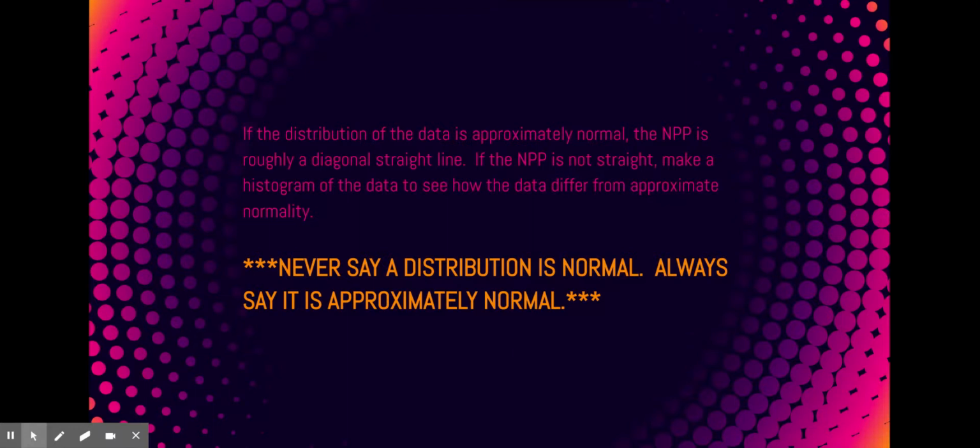If the distribution of the data is approximately normal, the normal probability plot is roughly a diagonal straight line. If the normal probability plot is not straight, make a histogram of the data to see how the data differ from approximately normal. Never ever say a distribution is normal. You always say it is approximately normal.